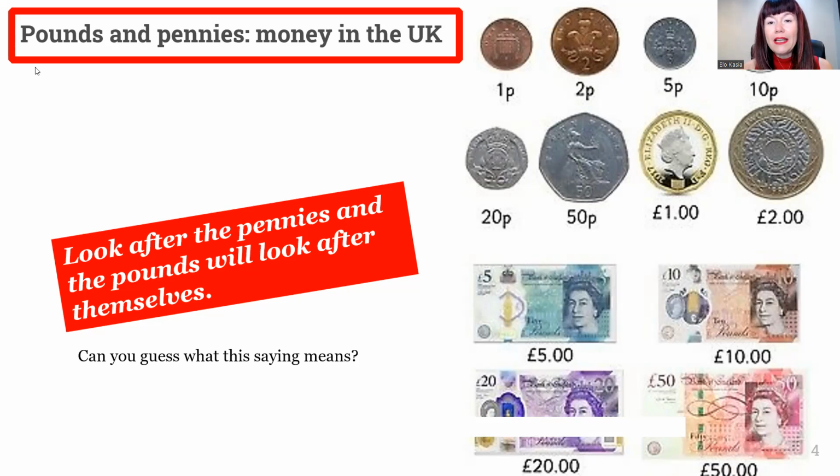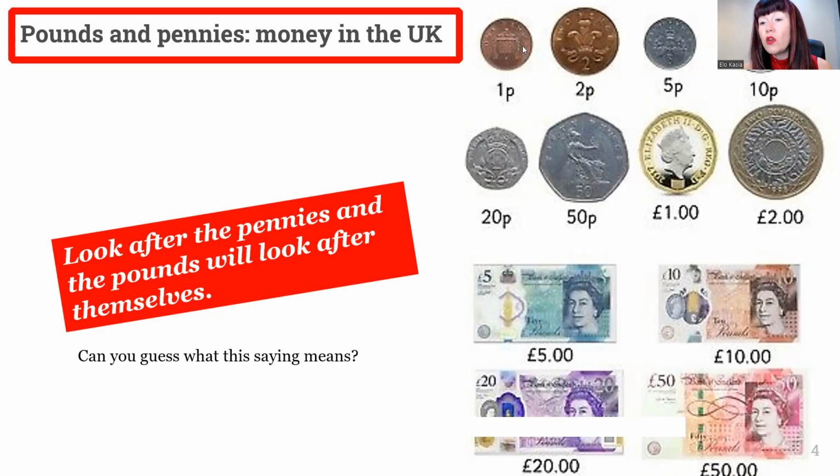Okay, so let's start from the smallest one, and this is 1 pence. In the UK we have pounds and pennies. So this is the smallest coin you can get, the smallest denomination.